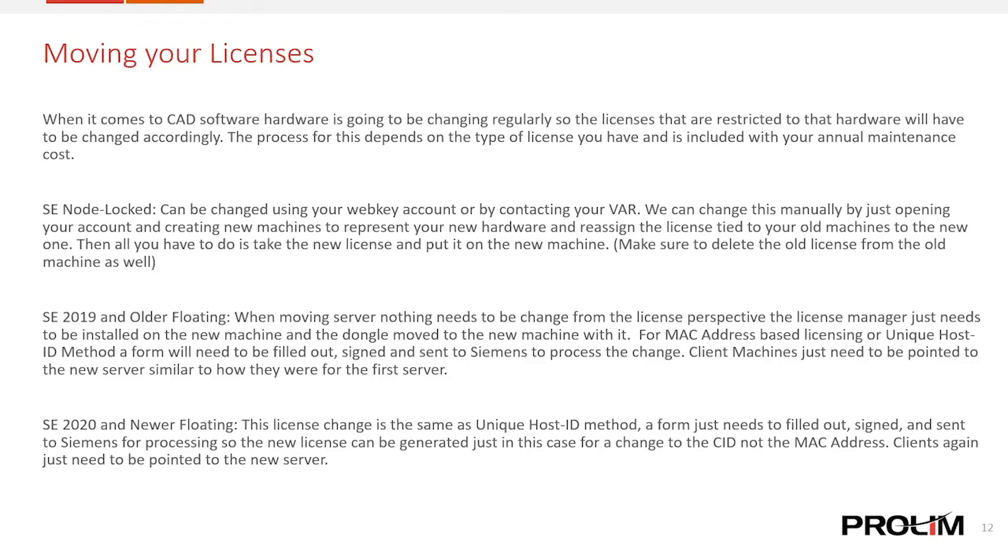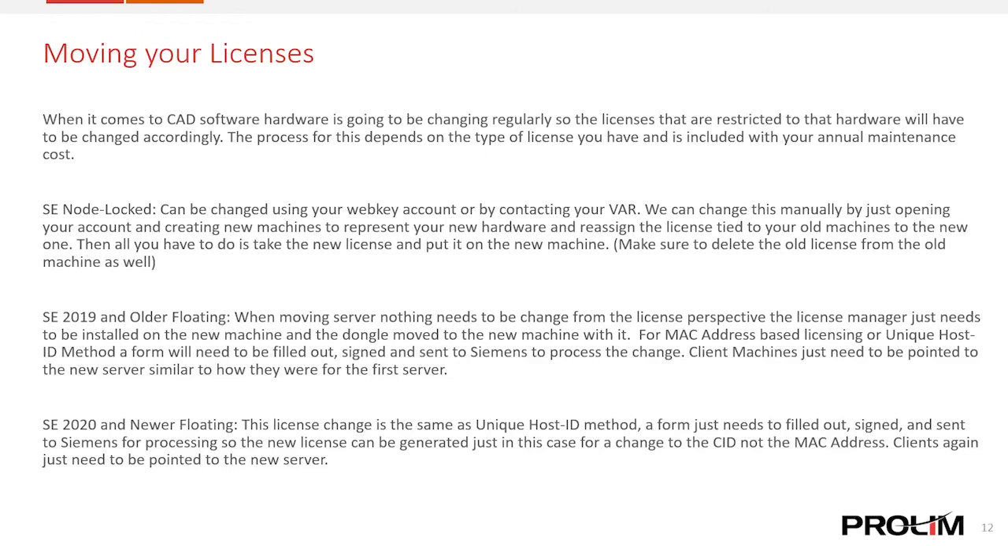But if you contact your VAR or Siemens to change it for you, you just need to provide the new CID of the machine, which license you want to put on that CID, and the old CID, or the CID of the machine that is being retired, so that they can find which one to retire and then put that one's license on the new CID. Very straightforward and very easy to do. No second step or anything like that.